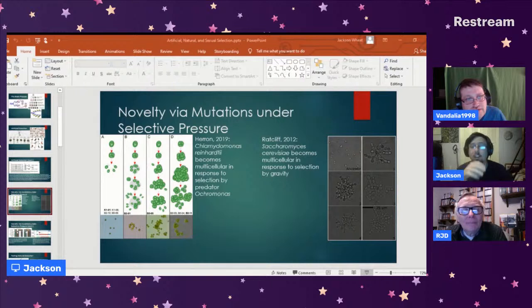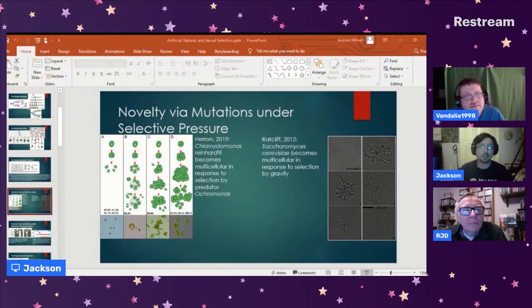so in these, now we're actually evolving novelty, evolutionary novelty. We're evolving structures which didn't previously exist, and we know they didn't previously exist. So the one on the left is Heron et al. 2019, and in that one, the researchers evolved Chlamydomonas reinhardtii to become multicellular in response to predation by a protist called Ochromonas. So Ochromonas eats the Chlamydomonas.